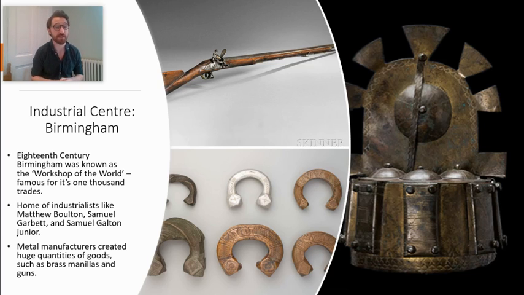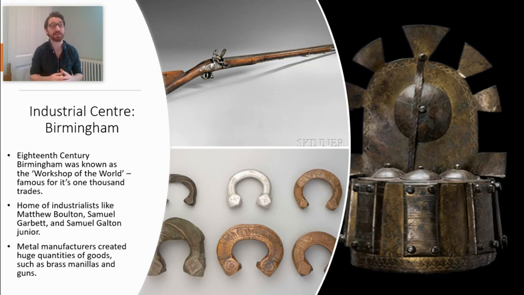One of the most famous is Matthew Boulton, who invents the steam engine, which revolutionizes the way that mass goods are produced. You also have individuals like Samuel Garbett, who is a chemist who works with changing the percentages of the elements in metal. And a really interesting example, and one I'm going to bring up more in the seminar, is a Quaker industrialist known as Samuel Galton Jr.